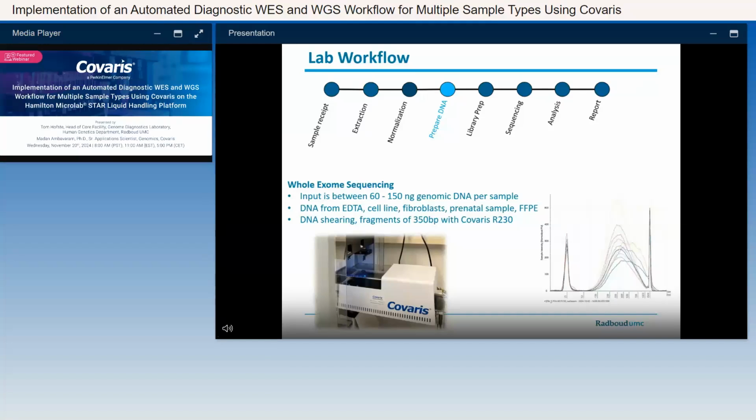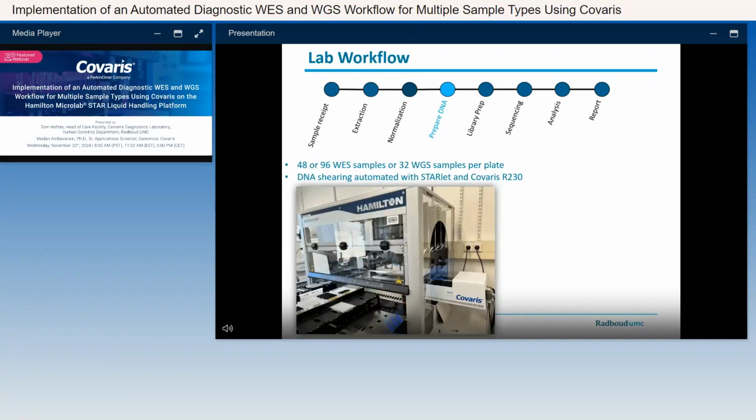And then we start with DNA shearing, and we shear on the Covaris R230. And you can see the instrument here below, next to a Hamilton robot, and a small graph of a TapeStation profile, how the profiles look. And we aim for 350 base pairs for the exome workflow.